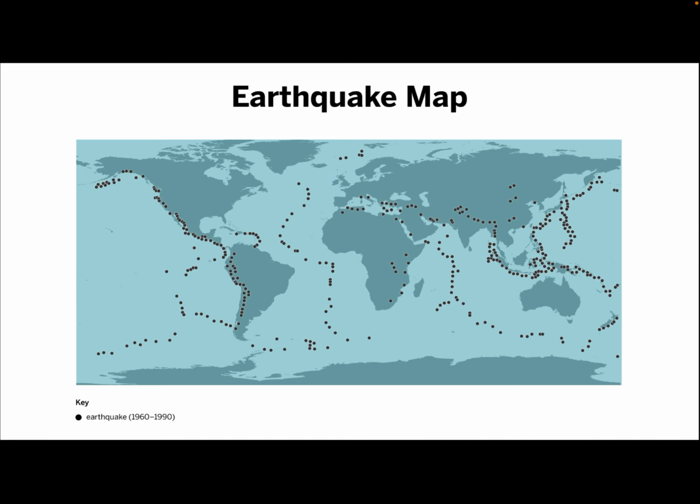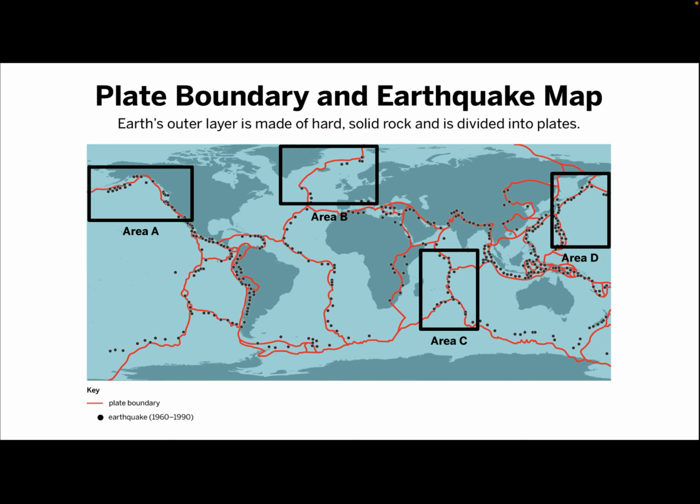I've got another map, and I've got these little earthquakes. If you look at the bottom left, we see the key. These are earthquakes from 1960 to 1990. Notice that Amplify uses a black dot to represent earthquakes. And an interesting thing happens. When I put the earthquakes on top of the plate boundary map, we notice what's called a pattern. The pattern is that we see earthquakes occurring at or near plate boundaries.